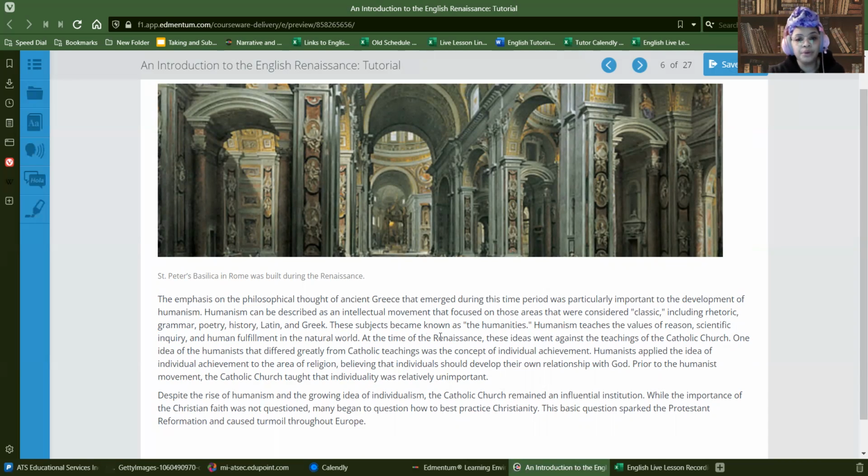Now, another important point separate from the information about humanism is that these ideas went against the teachings of the Catholic Church. So the interesting thing about this time is that even though these teachings went against the Catholic Church, first of all, we're going to focus on the reason why, actually. The reason why these went against the teachings of the Catholic Church is because all of these things are considered, like these pursuits, these different types of learning and things like that.